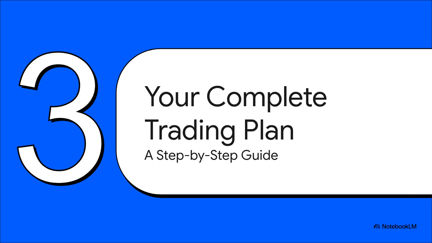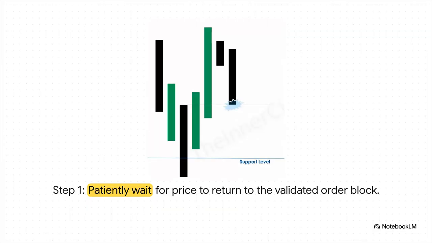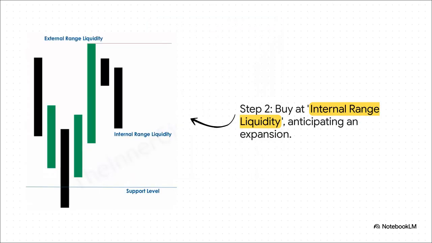All right, so you can spot a validated order block. Fantastic! Now let's actually put it to work and build a complete trading plan around it. This is your step-by-step guide from the second you enter to the second you exit. Step 1, and this is honestly the hardest part for so many traders, is patience. Once an order block is validated and price is taken off, we do not chase it. We just sit on our hands and wait for price to retrace, to come back to the top of that order block's body. And here it is, our entry zone.